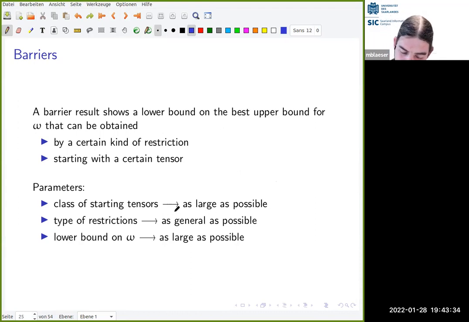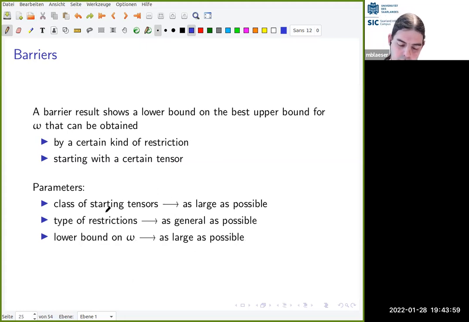And of course there are now 3 parameters, namely the class of starting tensors, and this should be as general as possible to have a meaningful result. The type of restrictions that we can use should also be as general as possible, because for tensor rank we use general arbitrary restrictions. And of course we want to have a lower bound on the best upper bound that we can obtain from omega, and this should be as large as possible. But it's of course contradicting principles.